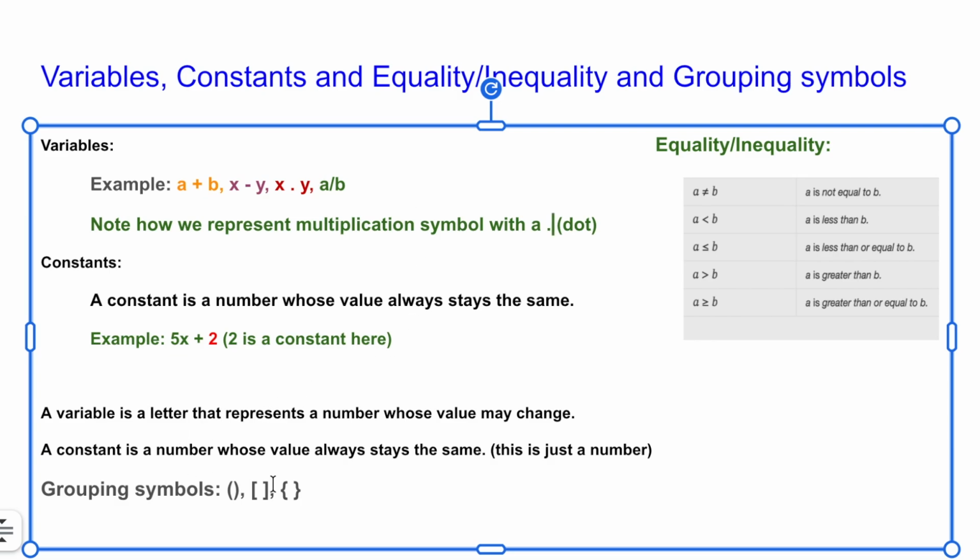And then there is grouping. Grouping is basically parentheses. We will see in this section itself, maybe, or if not, we will see at some point in time. And then there are equality symbols I mentioned here. For example, a not equal to b, a less than b, a less than or equal to b, a greater than b, a greater than or equal to b. We will be dealing with all of these in the future.